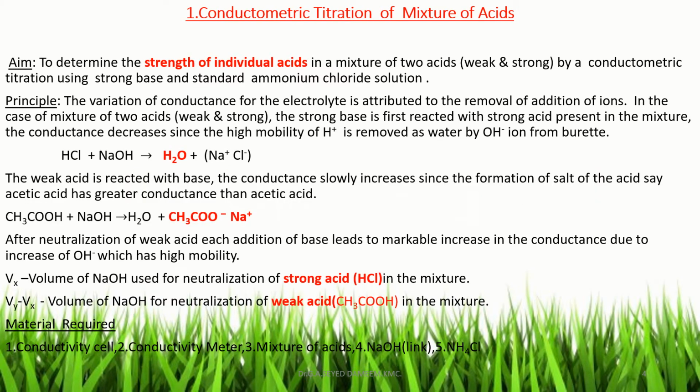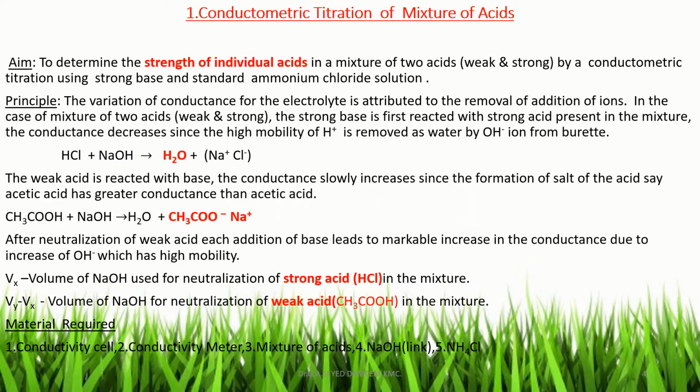Here is the first experiment, conductometric titration of a mixture of acids. The aim of the experiment is to determine the strength of individual acids in a mixture of two acids which contains weak acid and strong acid, by conductometric titration using strong base and the standard ammonium chloride solution.